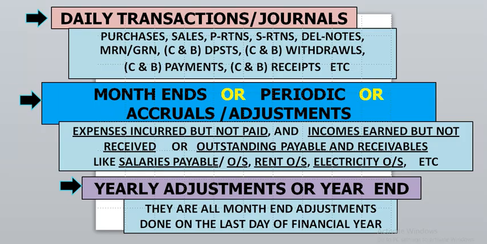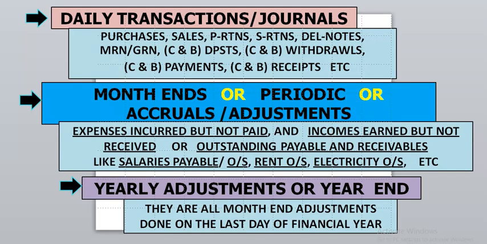And the second one is month ends, or periodic, or accruals, or adjustments. They are one and the other names of the adjustments. There are two specific words, one is periodic and one is accruals. These two words are not known by BCom students. They know month ends and adjustments, but periodic and accruals are very specific words which are used in the market. Different businesses also use these words.